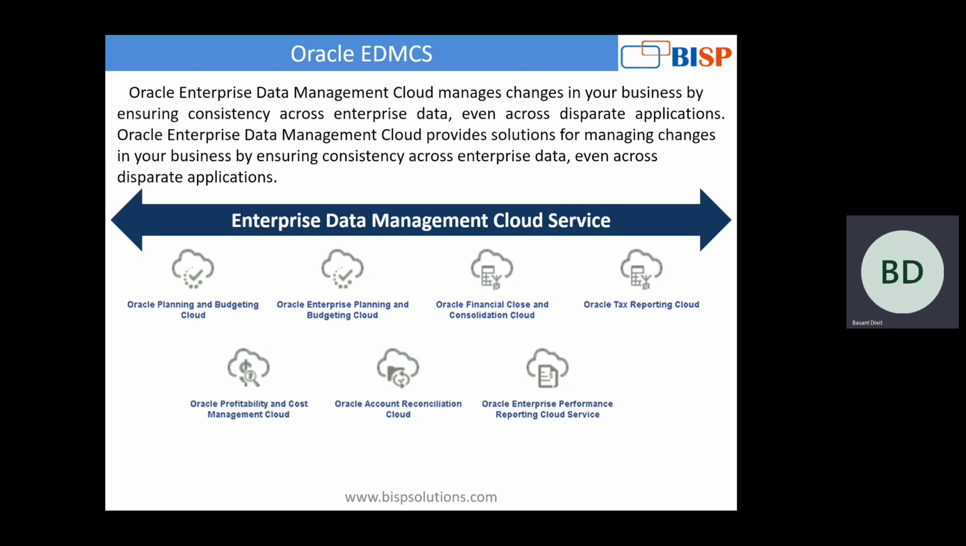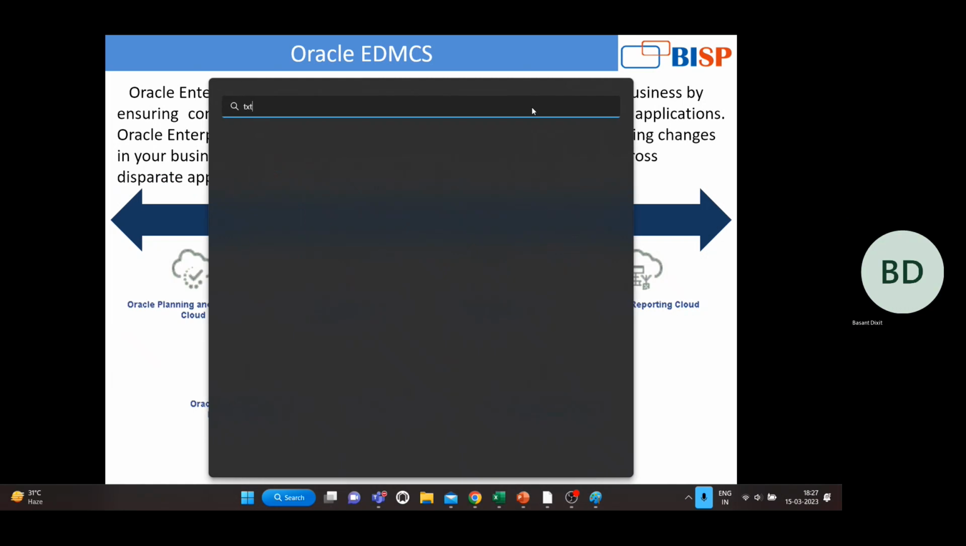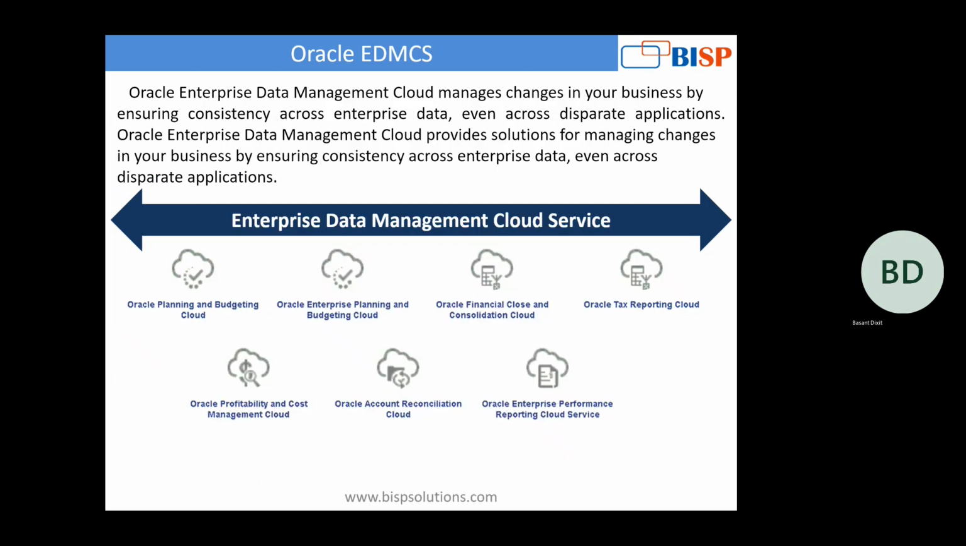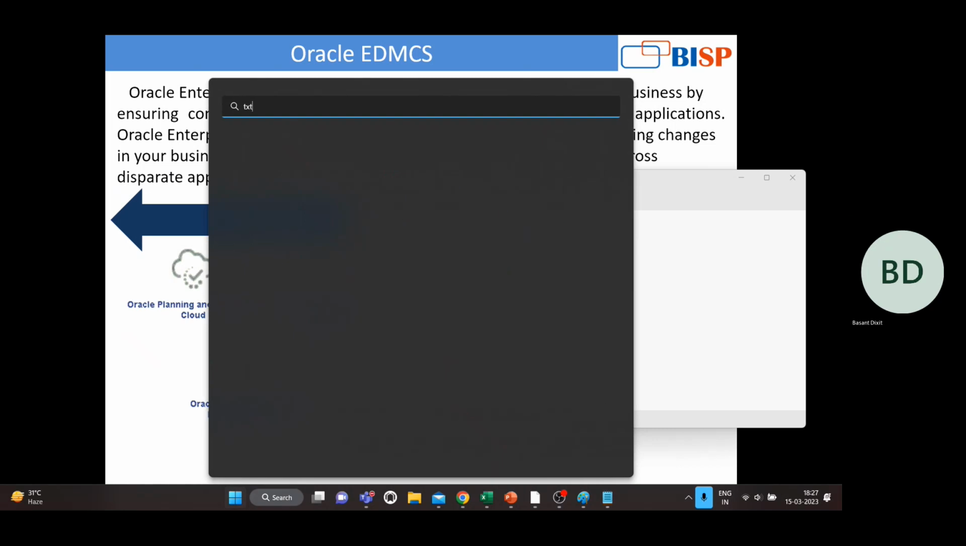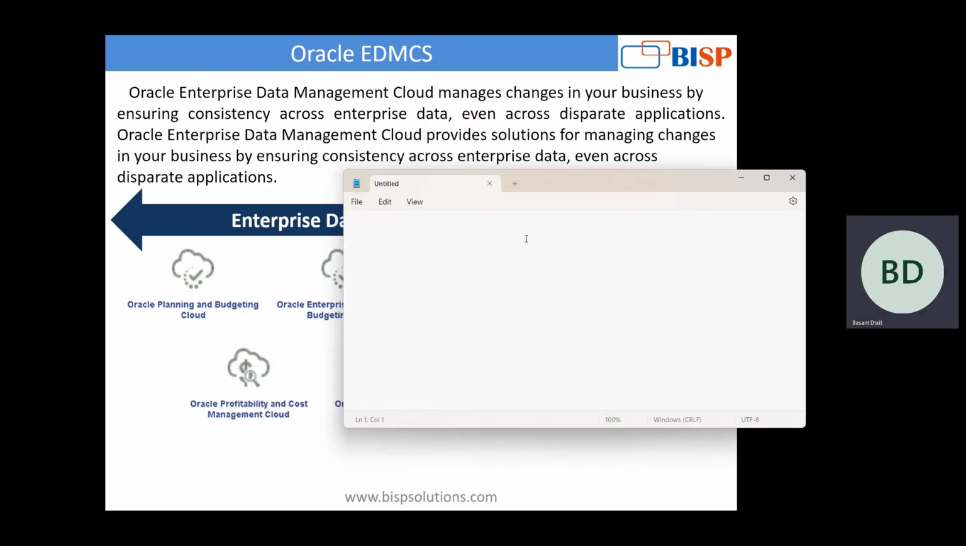Okay, let's say suppose in the PBCS application we have an entity dimension. And the structure is like, in the entity we have the top member as C underscore 100, and it has further children, and one child is C underscore 101.